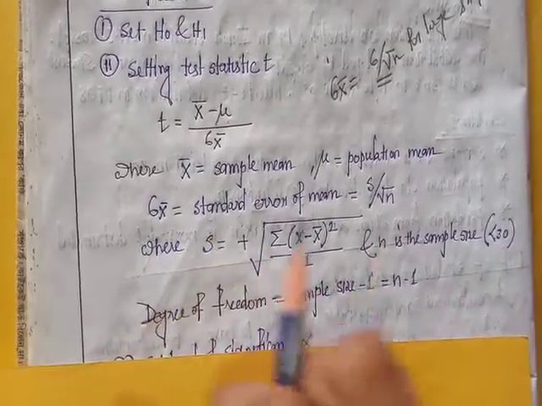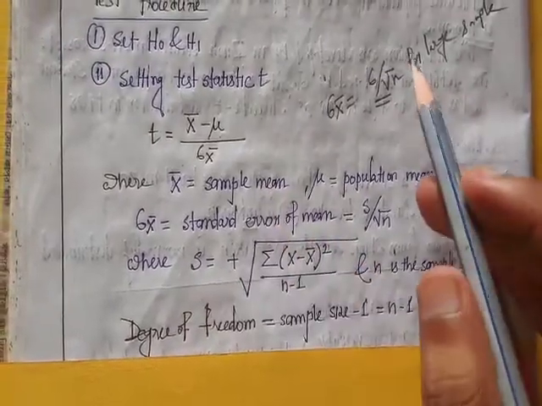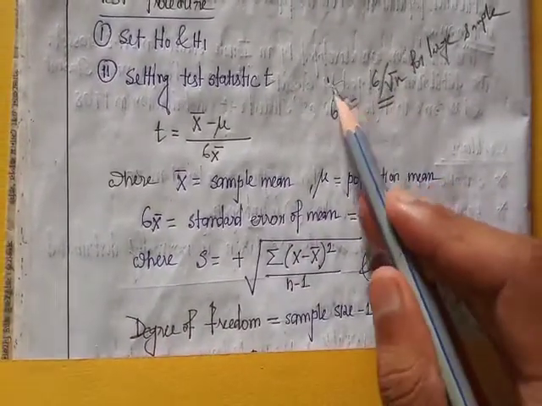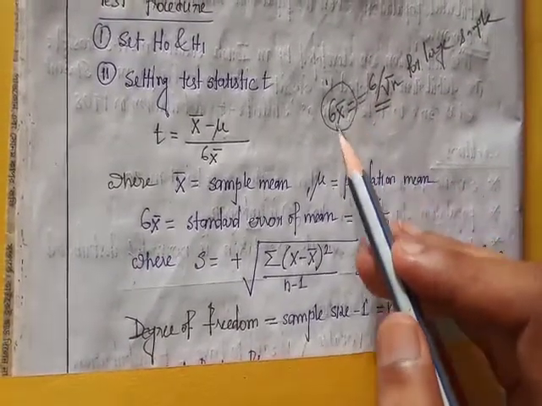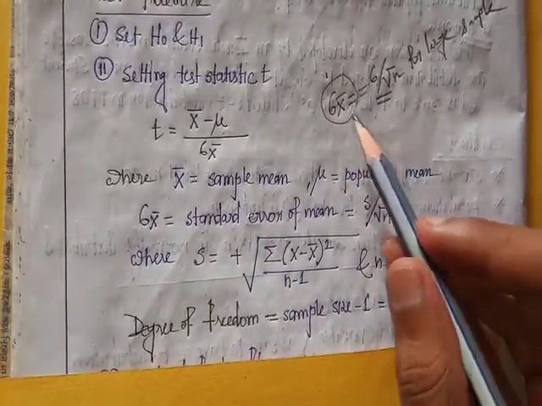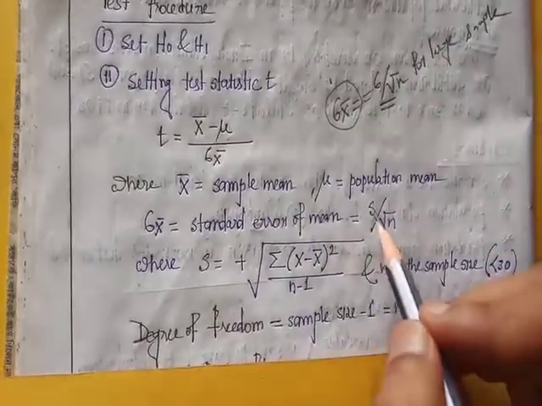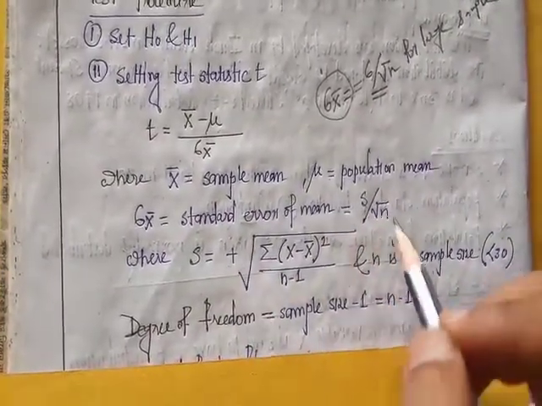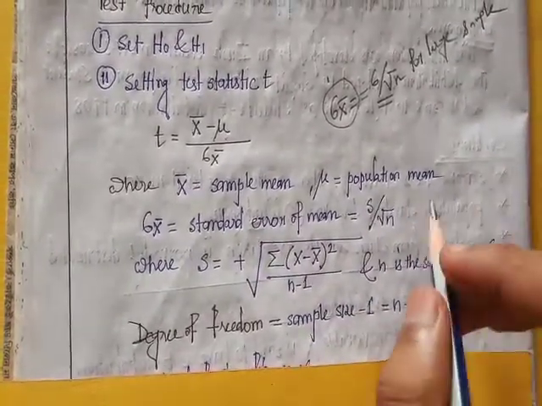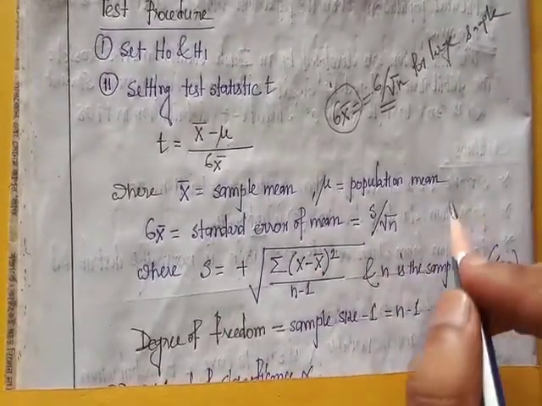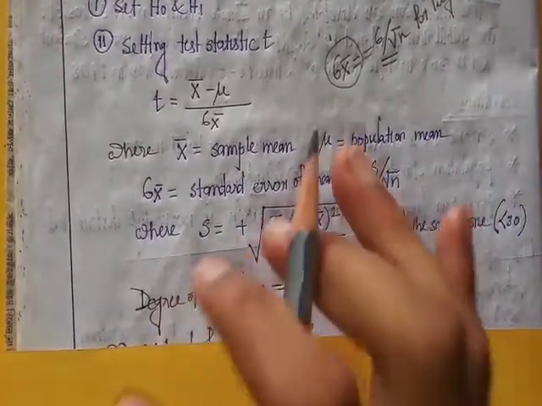Also note that here s is not constant, but for z-test sigma is constant. That's why this value is constant. For z-test or large sample test, the standard error of mean is sigma by root n, so this is constant. But here it is s by root n, and s is not constant. So standard error of mean is not constant for t-test. Clear? Since the formula of s is different for different applications.